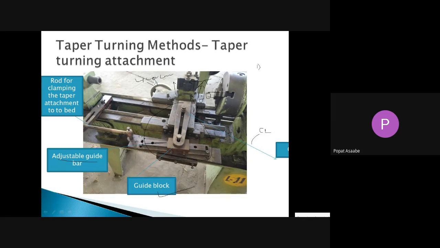Gradually means when that single point cutting tool touches your workpiece, it will gradually remove the material from the workpiece. Gradually removing the material from the workpiece means it will gradually move in the backward direction.